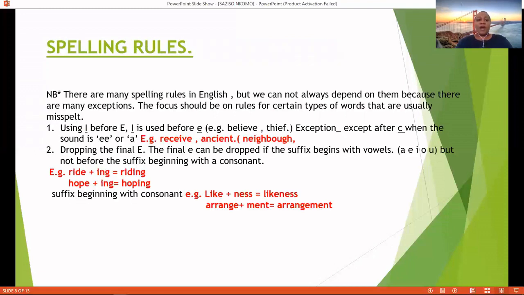Then we move to our spelling rules. There are many spelling rules in English, but we cannot always depend on them because there are many exceptions. The focus should be on rules for certain types of words that are usually misspelled. So we are just going to look at some of those rules which help us deal with words which we usually misspell. Right, looking at number 1.